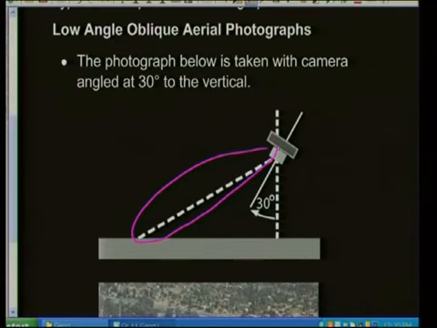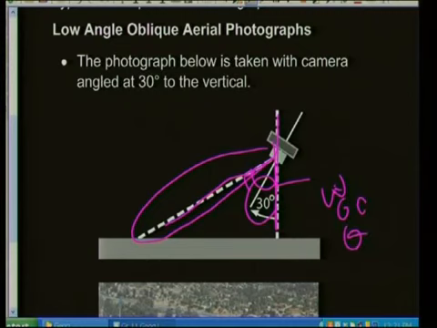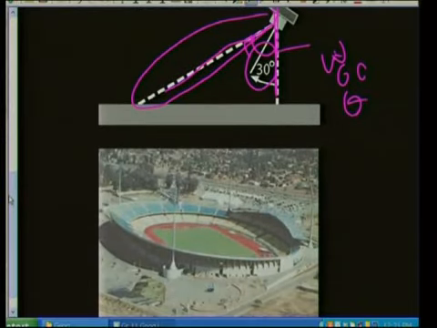Now, this is a low angle aerial photograph. It's taken at 30 degrees to the vertical. Can you see it? 30 degrees to the vertical. So my angle from there to there is 30 degrees. Okay? You got that? Let's look at a picture of this. You can see down here, 30 degrees. There's your little picture taking a photograph. It'll become clearer when I show you a low angle and a high angle photograph and compare them.